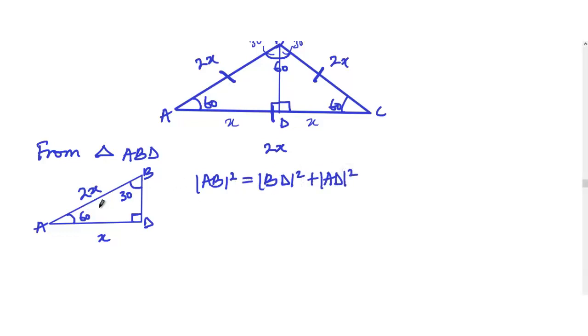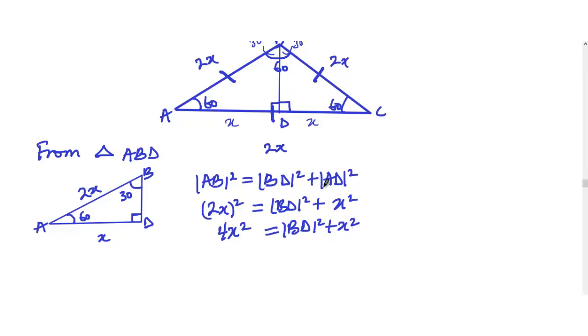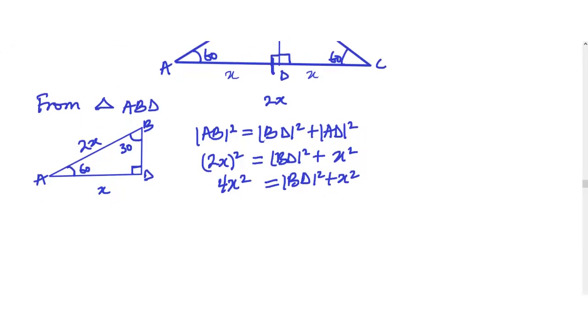So what is AB square? AB is 2x, so 2x squared is equal to BD squared, which is what we are looking for, plus AD squared, which is x squared. So 2x squared is 4x squared, equal to BD squared plus x squared. If we bring this inside, we have 4x squared minus x squared equal to BD squared.